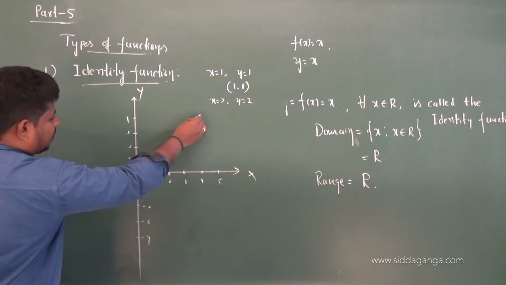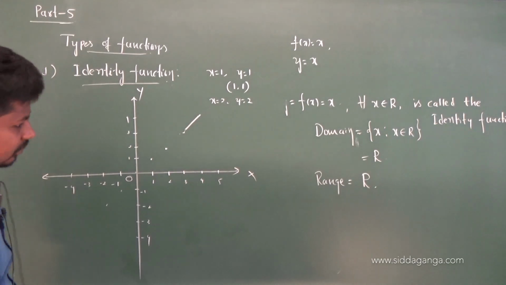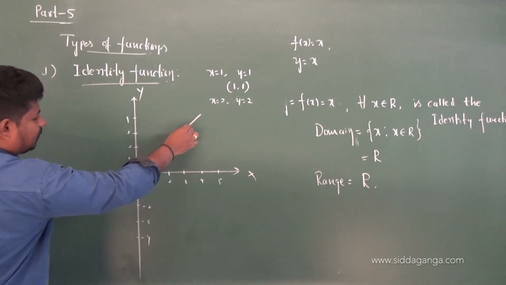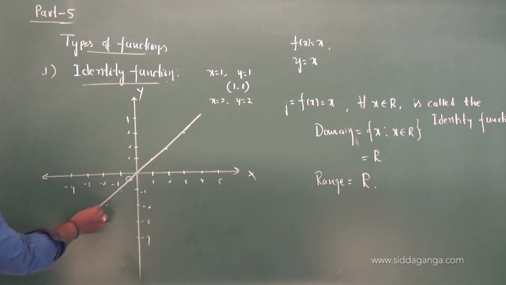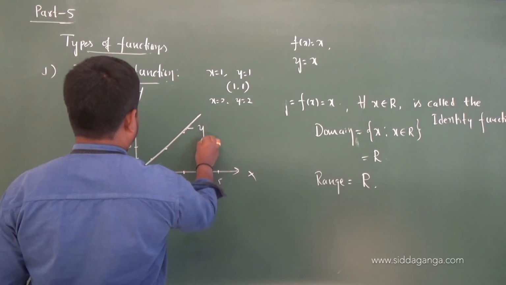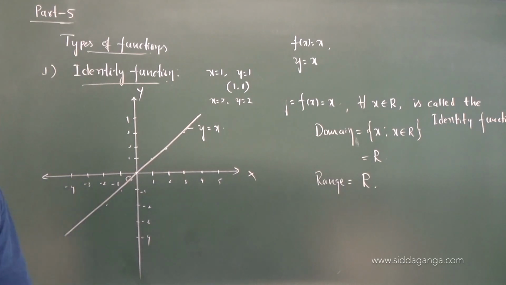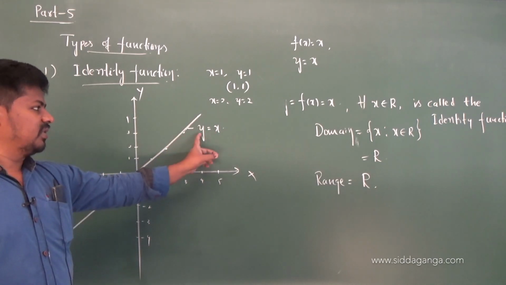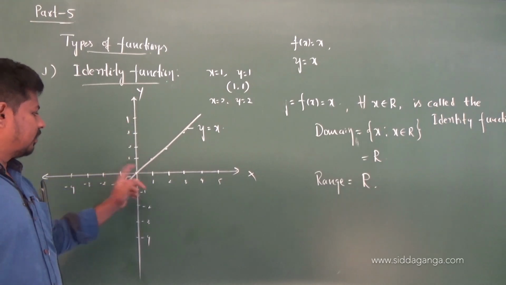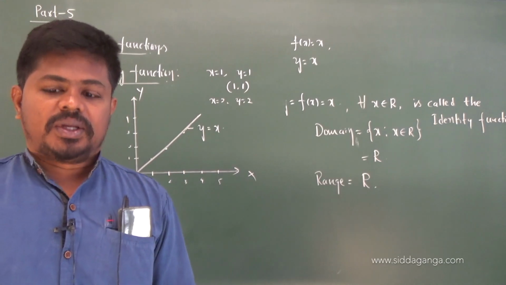So, you get this as the graph of the identity function y is equal to x. When x is 0, y is 0, so it is passing through the origin. This is the graph. To mention this, you mention the line y is equal to x or f of x is equal to x, the x axis, y axis, the points and the origin, and you get 2 marks. Very simple, very simple.